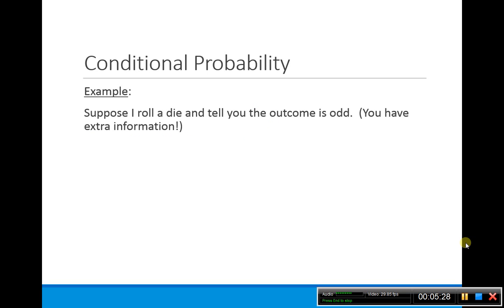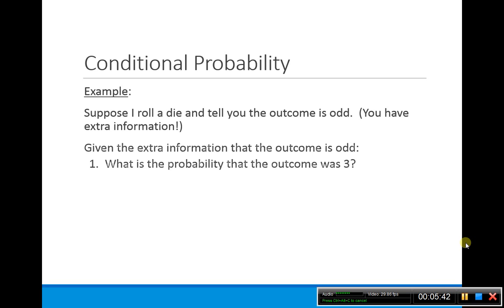Okay, conditional probability. Suppose I roll a die and I tell you that the outcome is odd. So now you have some additional information. This is what's called conditional probability. I don't tell you I just roll a die. I tell you I roll a die and I give you some extra information. So given the extra information that the outcome is odd, now what is the probability that the outcome was 3?